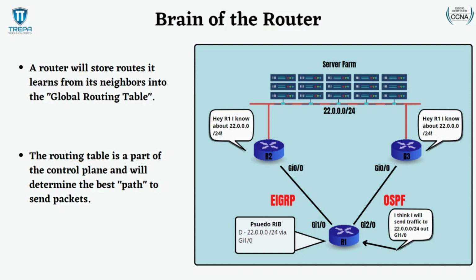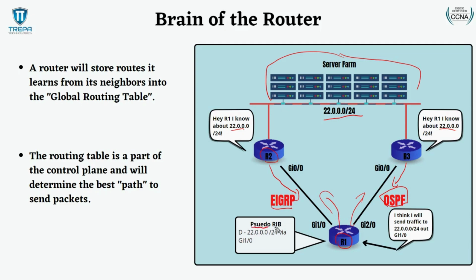Because as you can see in our diagram here, we have one network here, 22.0.0.0/24. That's connected to this server farm. This could be anything, guys. Web servers, file servers, LDAP, you name it, right? It's connected to two routers here. One router, or R3, is telling R1 about it via this routing protocol OSPF. R2 is telling R1 about this network via EIGRP. When R1 receives these messages saying, hey, I know about 22.0.0.0/24, it's going to place them into the routing table, and it's going to decide the best path. Is it going to be this way, or is it going to be this way? We're going to find out, right?